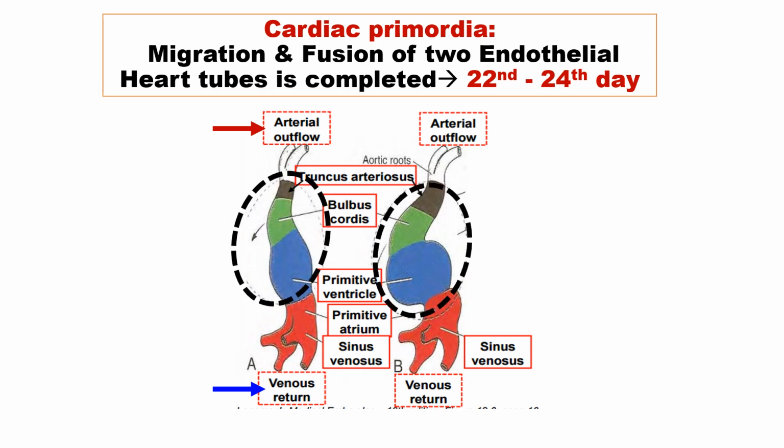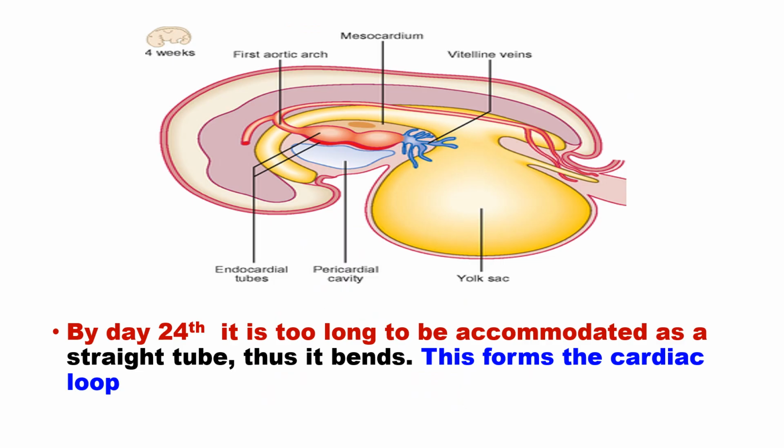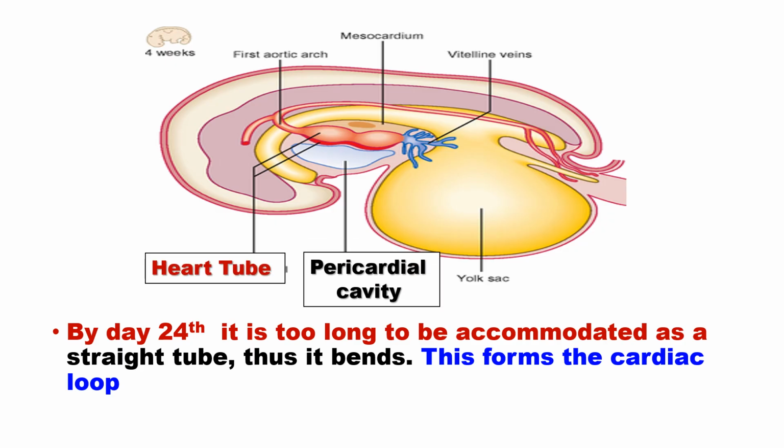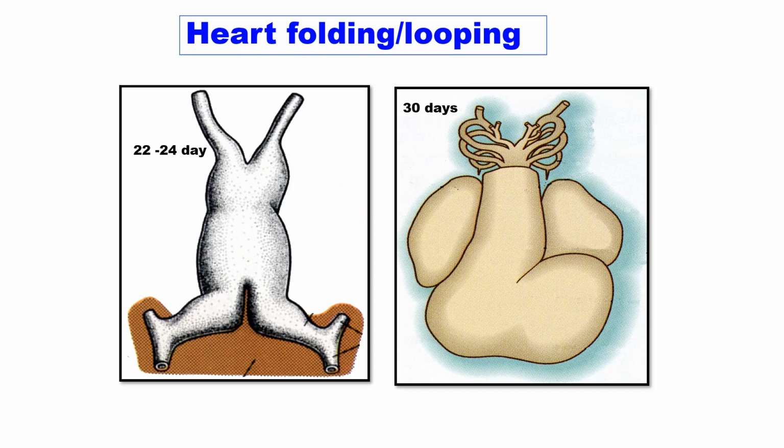Bulbus cordis and primitive ventricle are in the pericardial cavity, whereas the primitive atrium and sinus venosus remain outside the pericardial cavity to start with, and they are within the septum transversum. By 24th day, the heart tube is too long to be accommodated in the pericardial cavity. Thus, it bends and forms a cardiac loop. So, cardiac folding or looping.